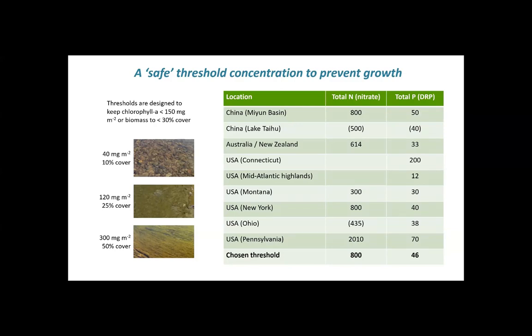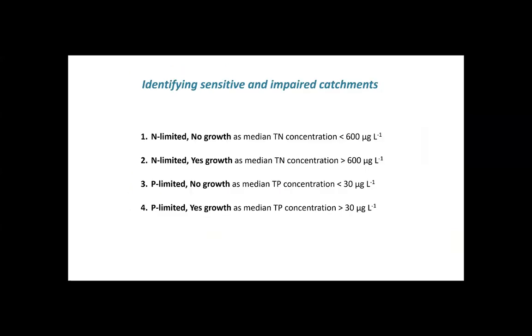So it's the magnitude. It's also the ratio. Which means you could have an excess of phosphorus, but there's no growth because it's nitrogen limited. Or you could have an excess of nitrogen, but there's no growth because it's phosphorus limited. So you could have four scenarios here. One where it's N limited, but there's no growth. N limited, there is growth.